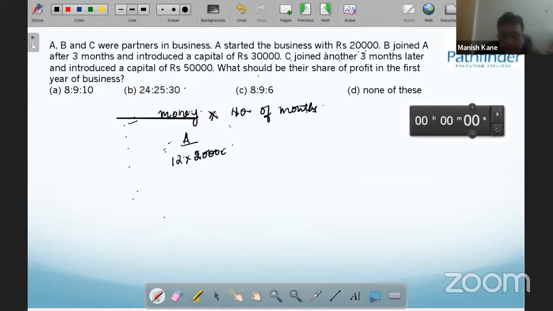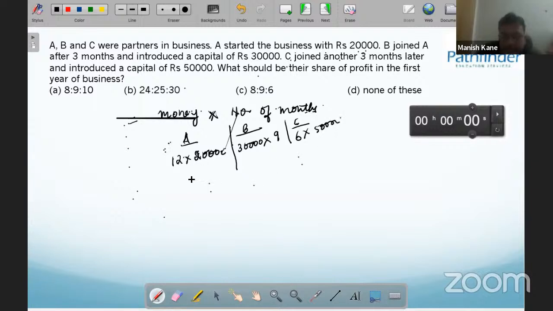What about B? For B, he brought in 30,000 rupees and he joined after 3 months. So he was there for 9 months. So his equivalent capital will be 30,000 into 9. And C, he joined after 3 more months after B. So that means 6 months later. So he was there only for 6 months. So his equivalent capital will be 6 into 50,000.